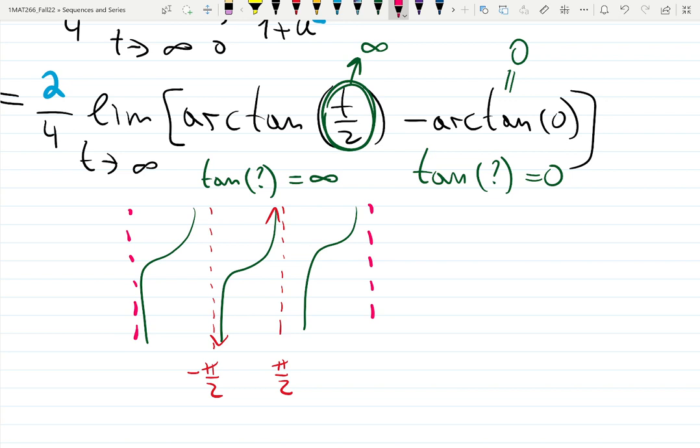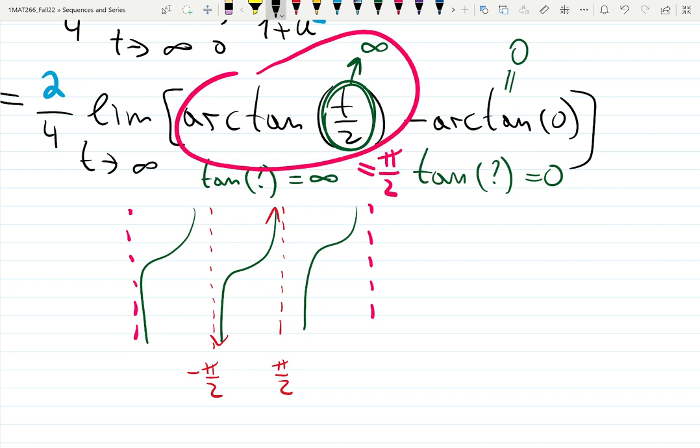So, when does it go up? At pi over 2. This whole thing is pi over 2. So what is the final answer? Pi over 4. Which I told you that. See? I remember it's pi over 4.